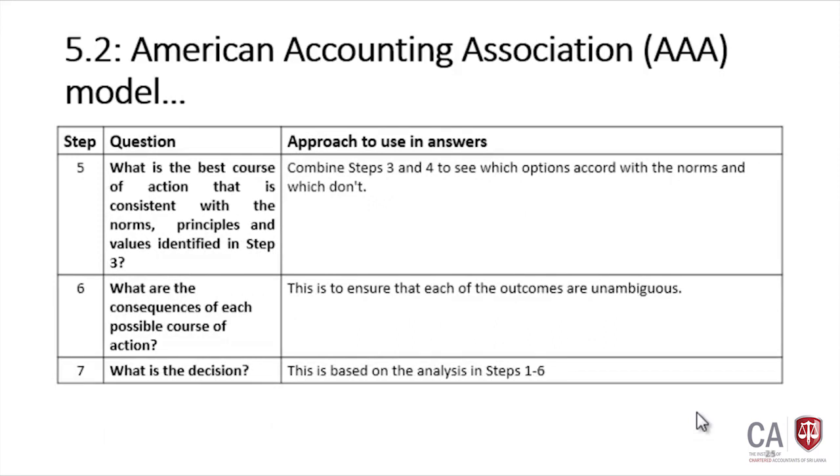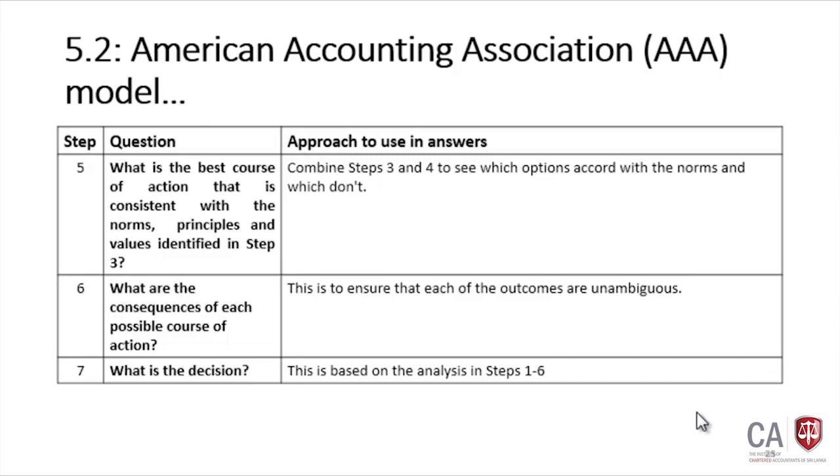Step number 5, what is the best course of action that is consistent with the norms, principles and values identified in step number 3? Now, you know what principles and code of ethics are applicable. Based on that, you are trying to identify the best alternative you can take. Combine steps 3 and 4 to see which options accord with the norms and which don't.